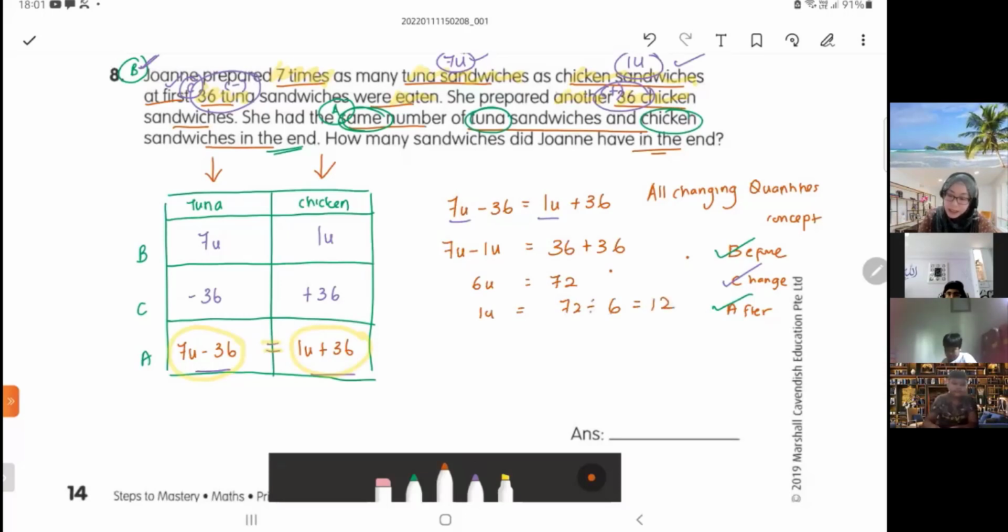Now in the end, I want to know the number of sandwiches she has. The total number of sandwiches in the end. Which means you need to find our total units. If you look at the tuna, there are 7 units. So 7 units equals 12 times 7, and you are going to get 84.